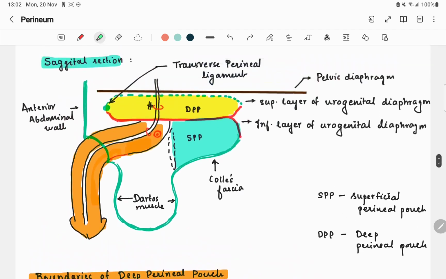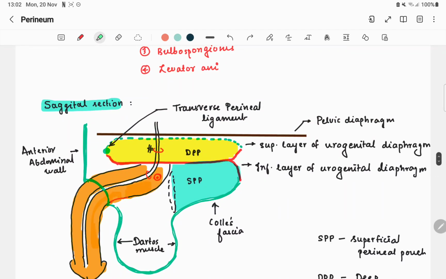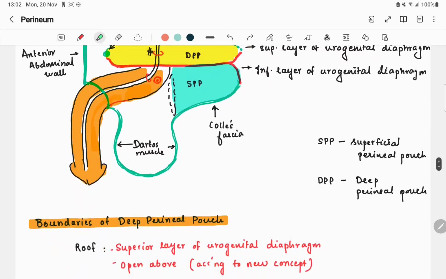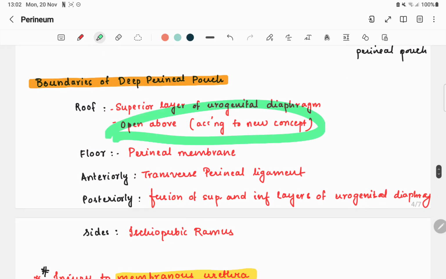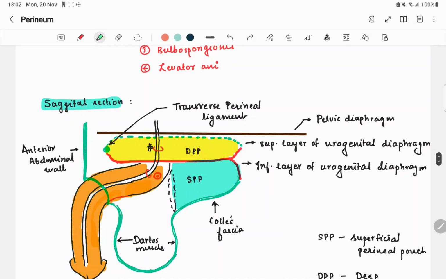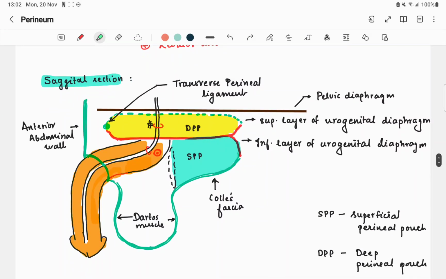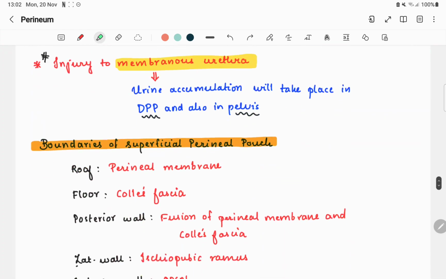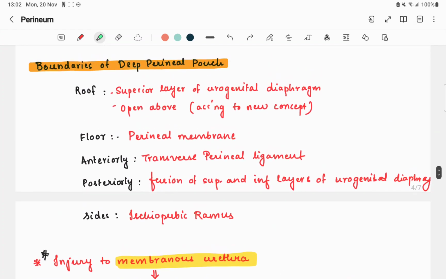Okay, but according to the new concept, it is open. There is no such thing as a superior layer of UGD, according to the new concept. And the floor is formed by the perineal membrane. You can see, the perineal membrane must be forming its floor. Okay, and what is the anterior relation?